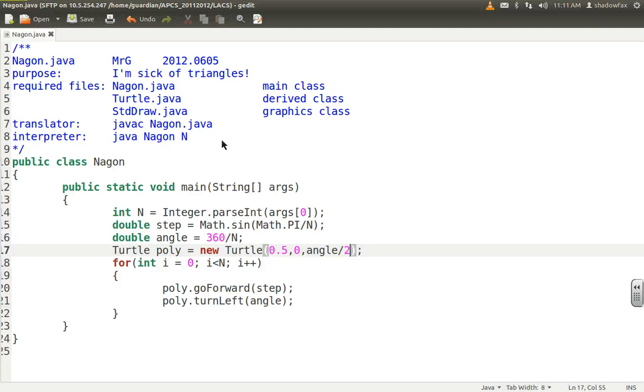Look at my polygon. Poly.go forward. You can't find symbol. Go forward. Well, do you have the turtle class? And did you call it go forward? Where's your turtle class? Did you spell it properly? Oh, this is turtle. Oh, you already have it open, right? It's there. Okay. Forward is spelled different.